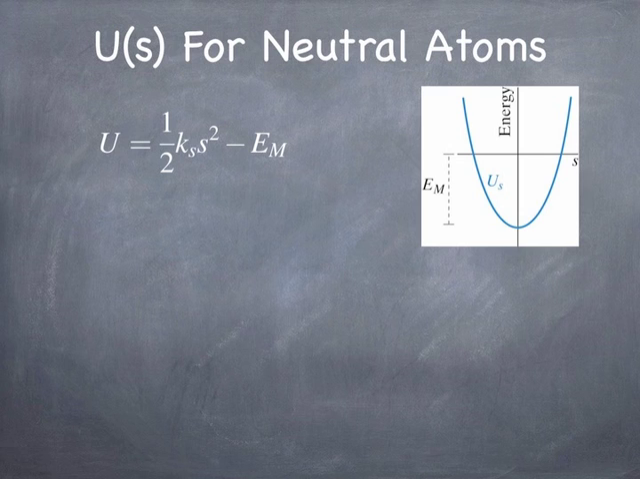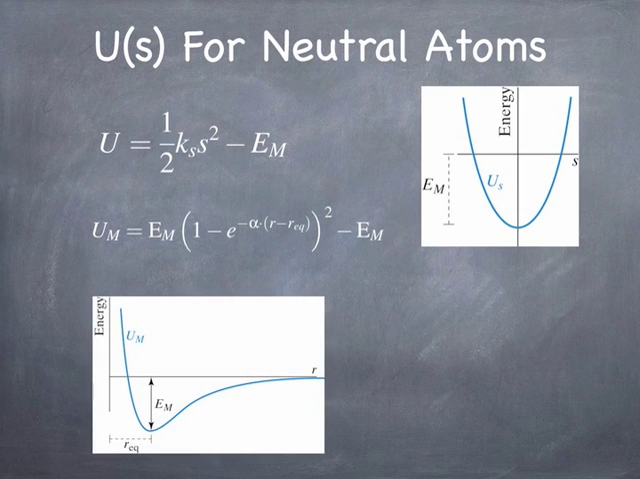Now, folks who are interested in this use a slightly more sophisticated potential to model actual neutral atom interactions. It's called the Morse potential, and it does a pretty good job of approximating the potential energy as a function of separation for two neutral atoms. It kind of looks like this. It has a minimum. That's the equilibrium separation between the two atoms.